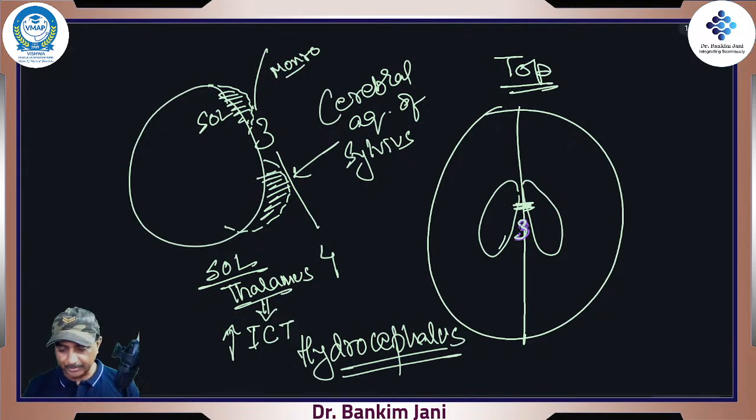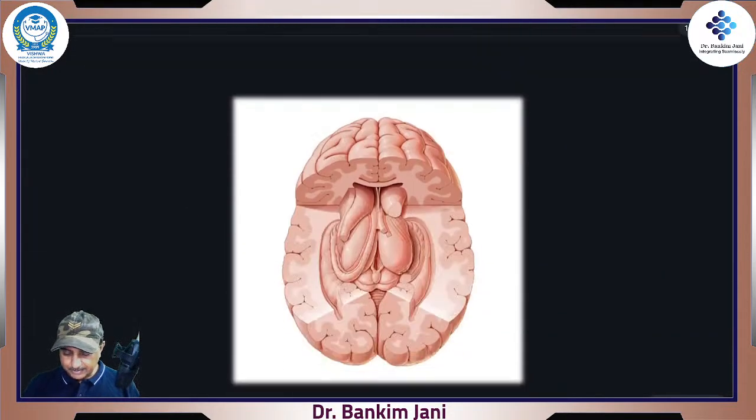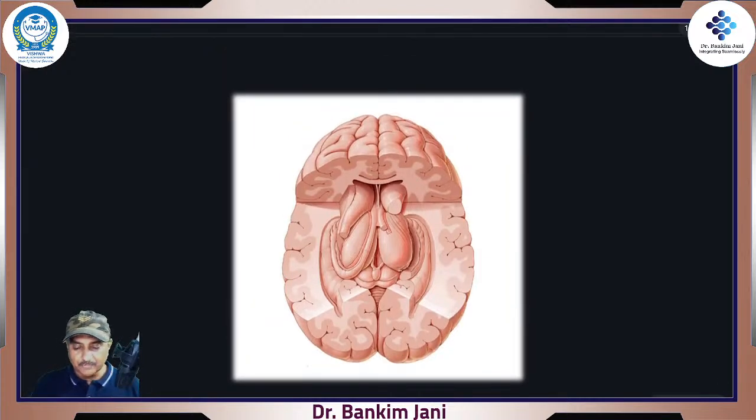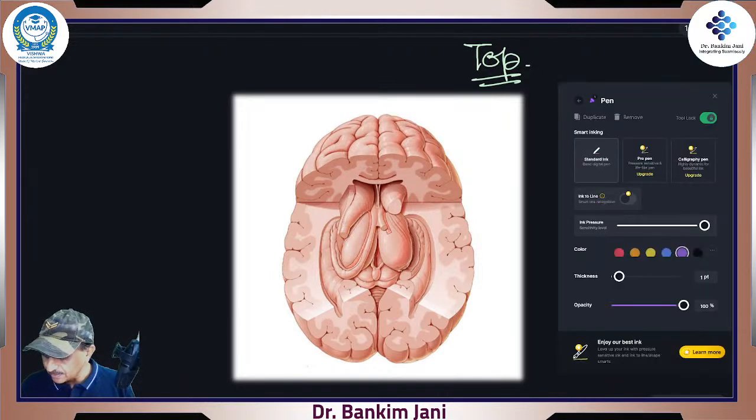And we'll see the MRI of it. So this is the idea. This is what we see when we dissect from the top. This is the top view, right? And that's our thalamus, this one, right? That's the thalamus. Just give me a second.